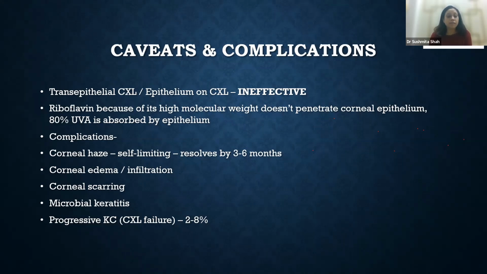The other more severe complications include corneal edema, infiltration, corneal scarring, microbial keratitis, and progressive KC due to failure of the CXL. Again, fortunately, the incidence is pretty low. It is between 2 to 8% of cases of cross-linking that do not work. So it's a fairly effective technique.